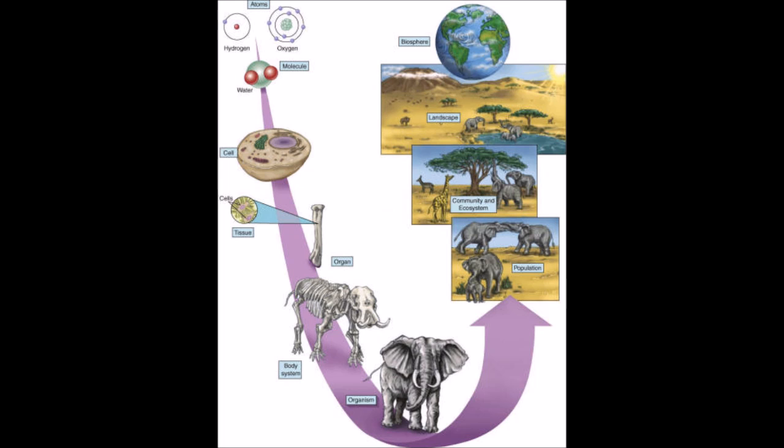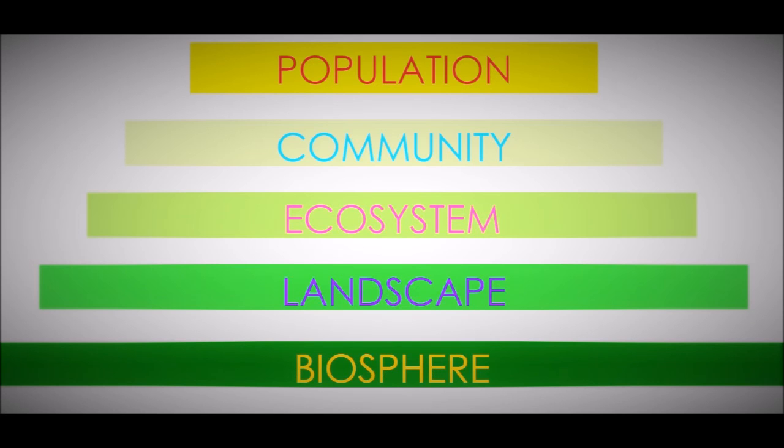For example, we know a lot about the molecular and cellular levels of integration, but not so much about populations, less about communities, and even less about ecosystems. Ecology deals primarily with populations, communities, ecosystems, landscapes, and biosphere.